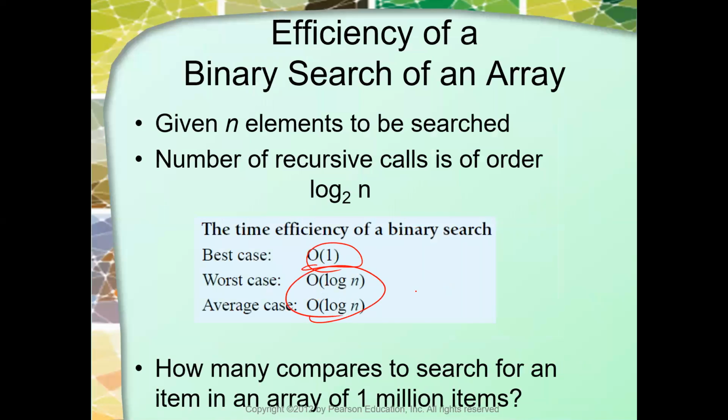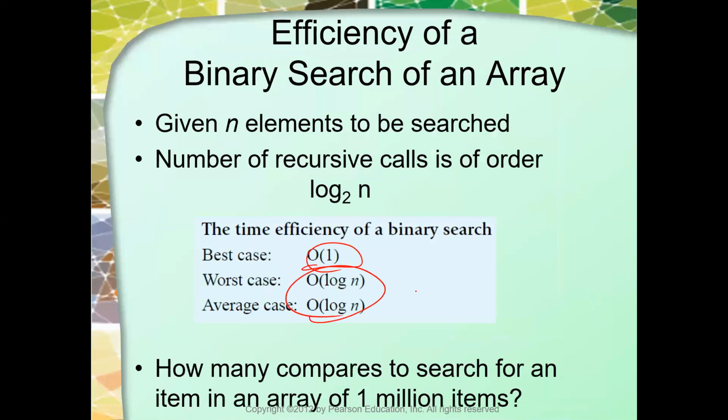Anyone want to make a guess? How many searches would it have to make for binary search to find something? How many items would it have to look at to find something in an array of 1 million items? Like 1,000 or so? 10,000? How many would it take? 60-ish?